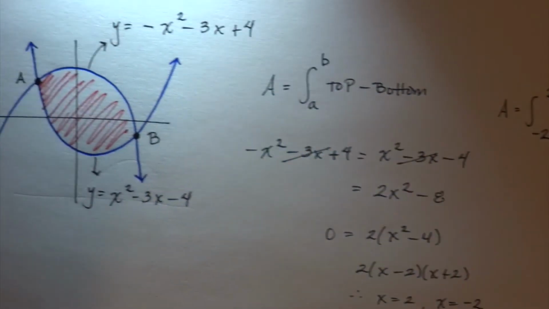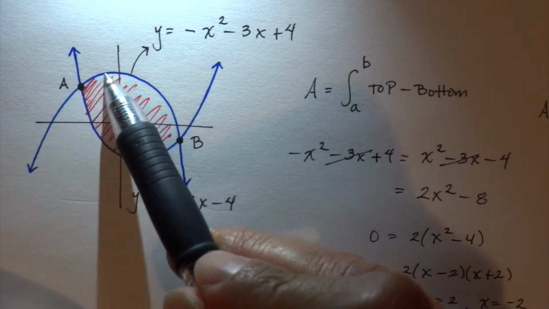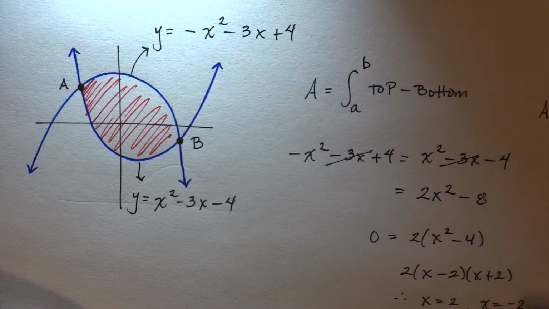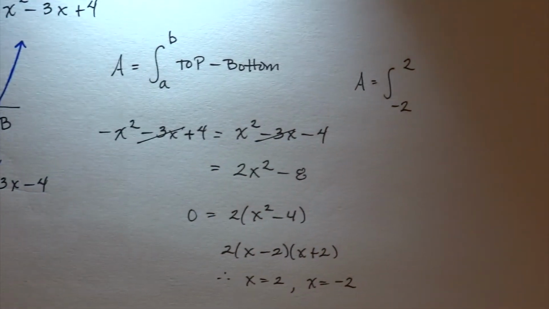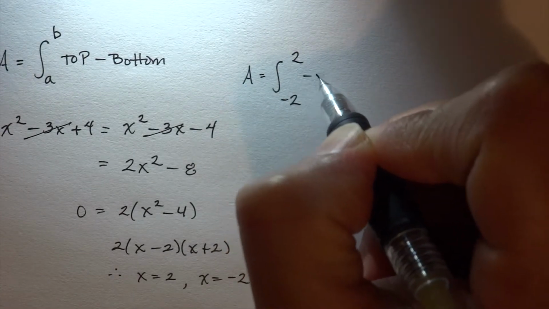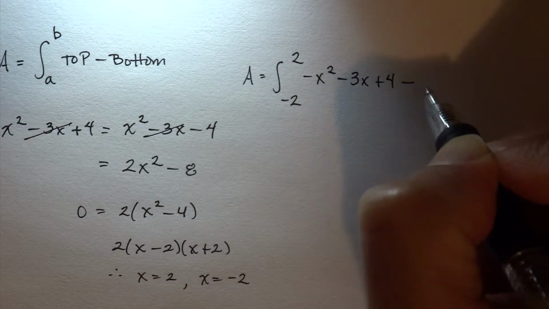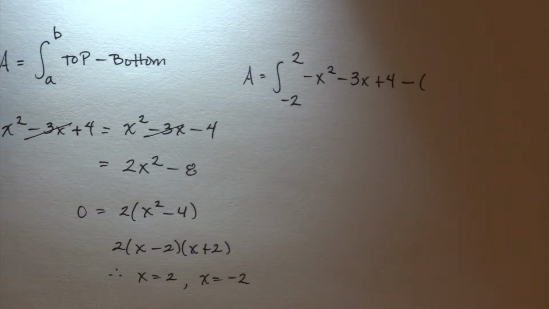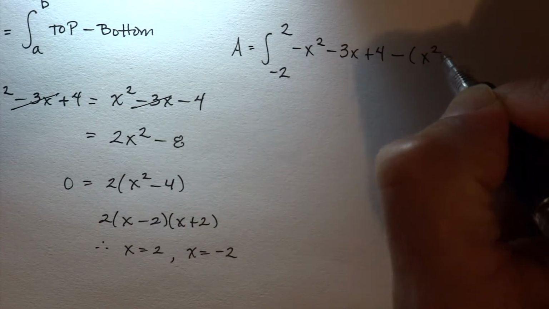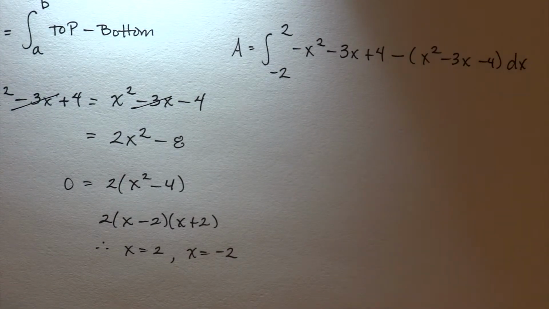Now the top function, remember, be careful, because a lot of students get confused when they look at it. It's this function here. This is the top, which becomes negative x squared minus 3x plus 4. Now I'm going to subtract. Notice that I have to put parentheses because I'm going to be distributing that negative. Subtracting the other function, which is x squared minus 3x minus 4, with respect to x.